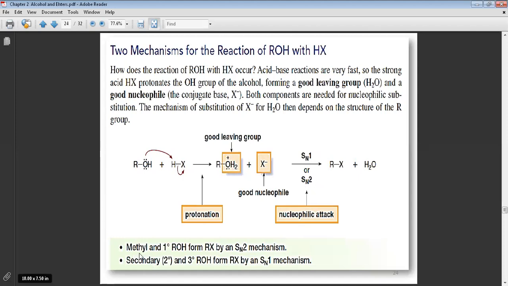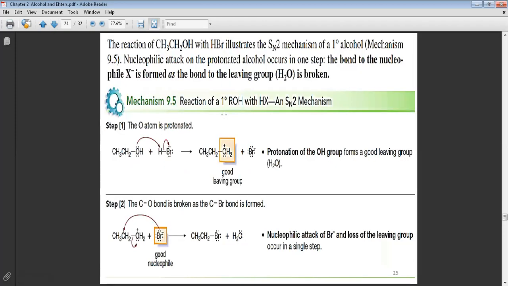Methyl and primary alcohols form RX by the SN2 mechanism. Secondary and tertiary alcohols react by the SN1 mechanism. And we take the mechanism.